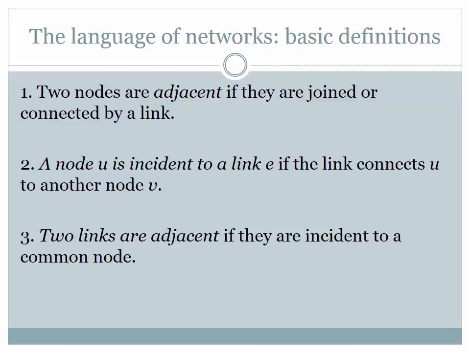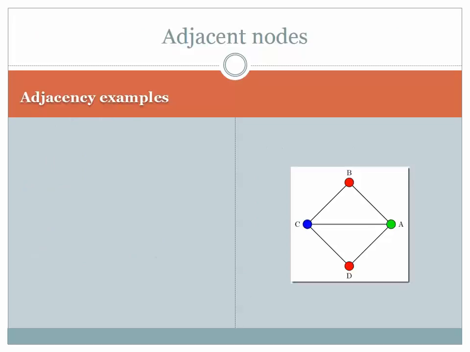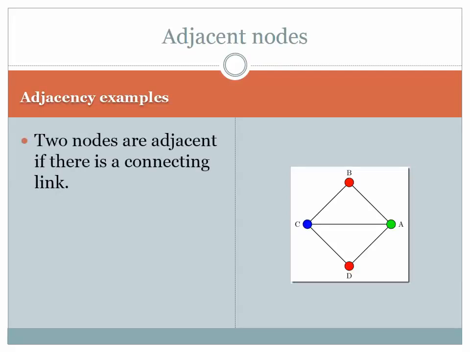We say two links are adjacent if they are incident to a common node. So we use the term adjacent when we're talking about either two nodes or two links, and we use the term incident when we're talking about one of each. A node is incident to a link. So we have given the following definition, that two nodes are adjacent if there is a connecting link.